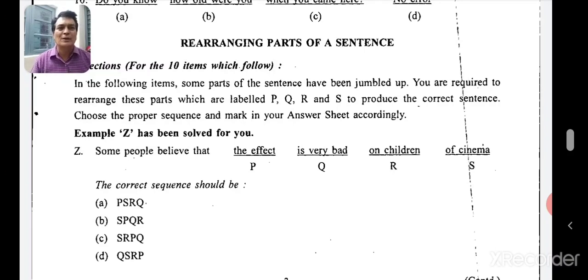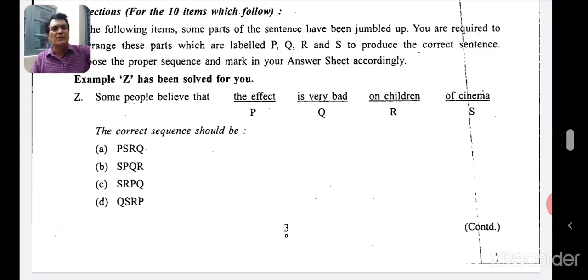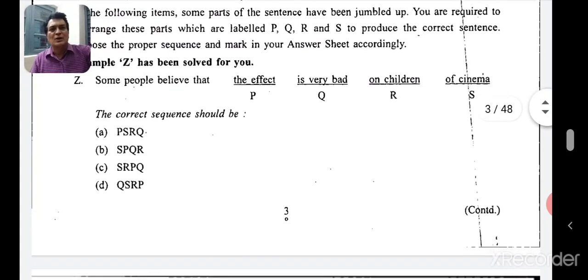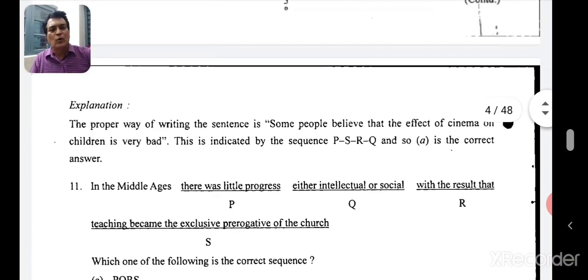So you have to make a meaningful sentence here. And one example is given there. Some people believe that the effect is very bad on children of cinema. So what should be the answer? So the proper way of writing the sentence is, some people believe that the effect of cinema on children is very bad. And what should be the sequence? P, S, R, Q. So let's try using the same method. And so A is the correct answer. So what is the answer there? Some people believe that the effect of cinema on children is very bad.